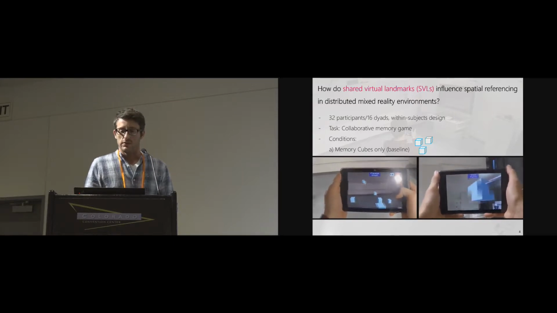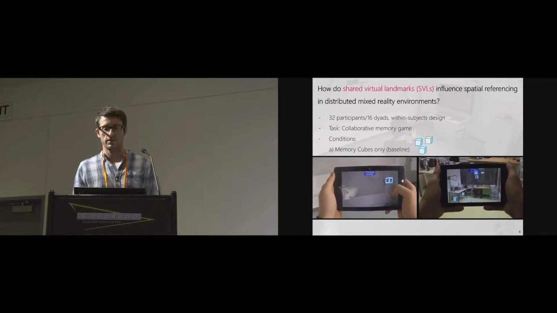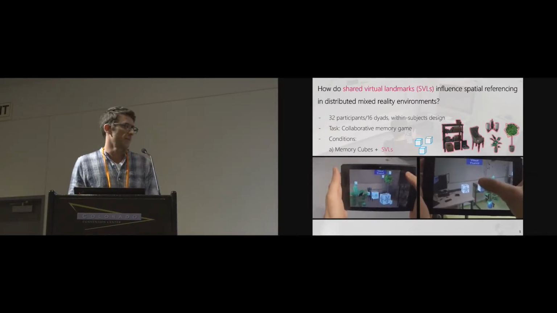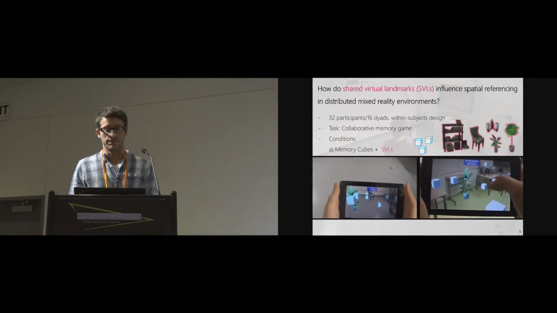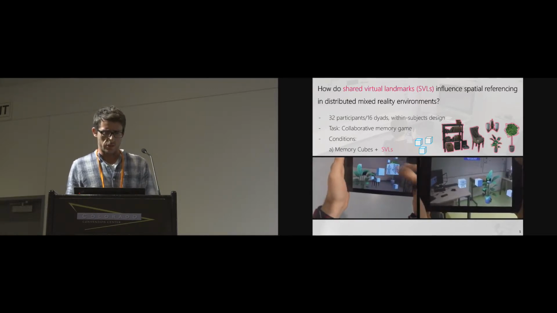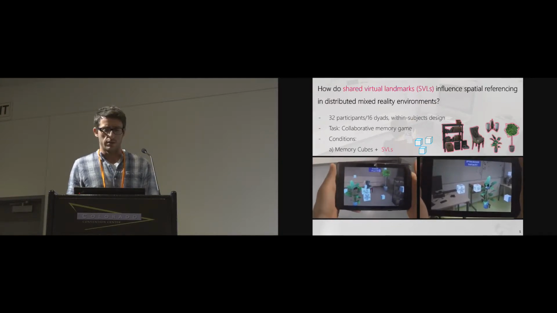The condition you currently see is the baseline condition, where only the cubes, the target objects, were displayed. In the next condition, we provided the SVLs in addition to the cubes that they had to uncover. We had SVLs such as potted plants, a huge shelf, an armchair, and a ceiling lamp.